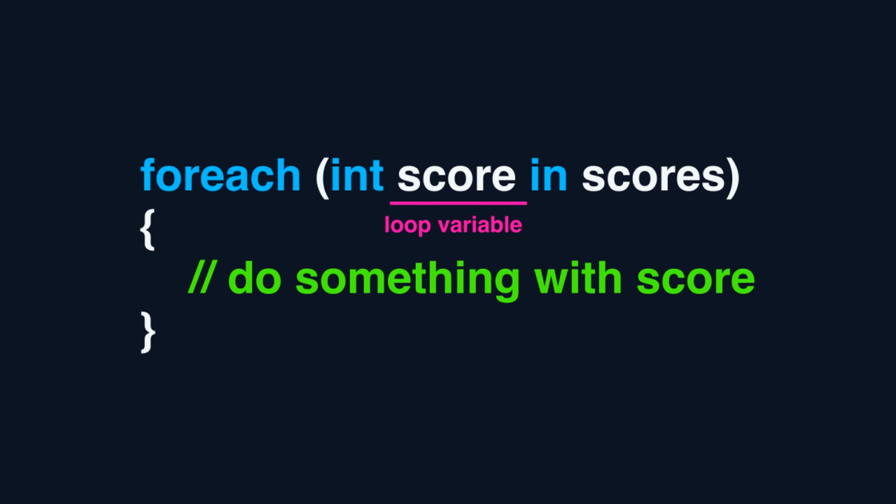The Foreach will run for each variable of type integer in the scores array. On each iteration, instead of using the index, the loop variable has a reference to the element of the array.